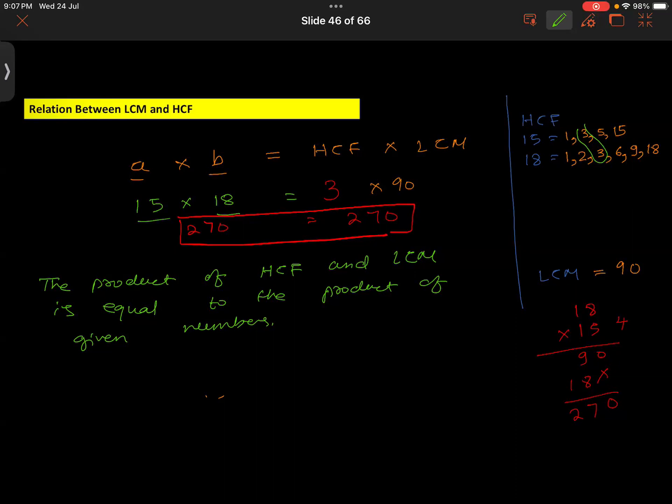Write this quickly. After this, we'll be practicing some questions. Then we'll be moving to the next topic. So we have to write the heading, relation between LCM and HCF. Write the heading first of all, and then write the definition. Write this down as quickly as possible.